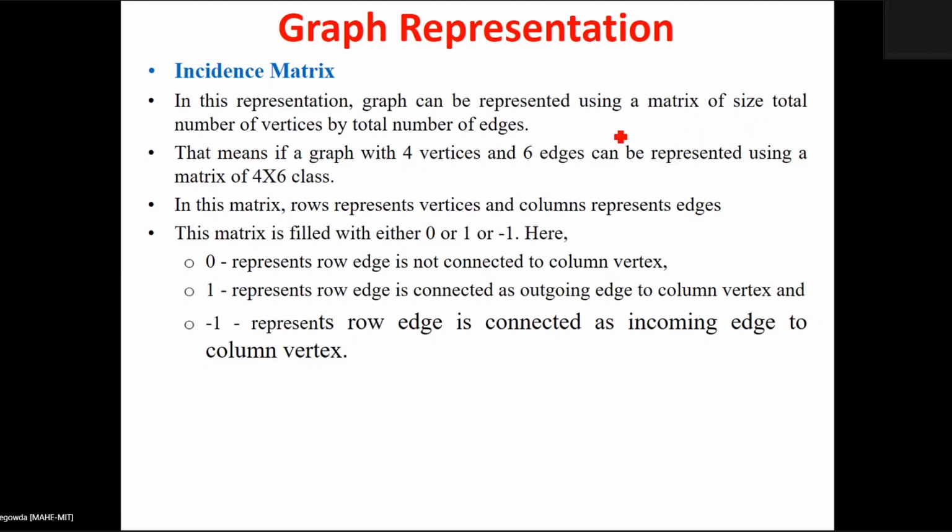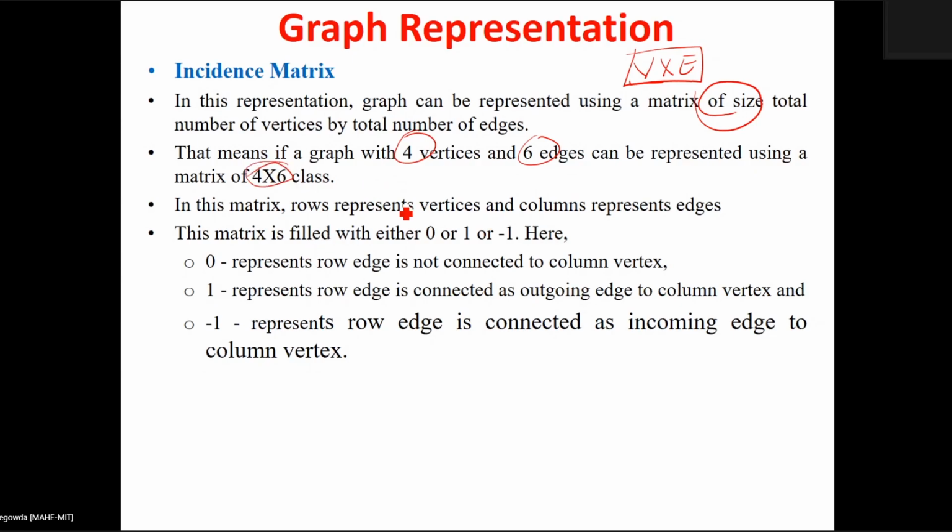The size of the matrix is nothing but the total number of vertices by total number of edges. That is V cross E, which is the size of the incidence matrix here. So suppose we have 4 vertices and 6 edges, then we are going to have a 4 by 6 matrix in this case.